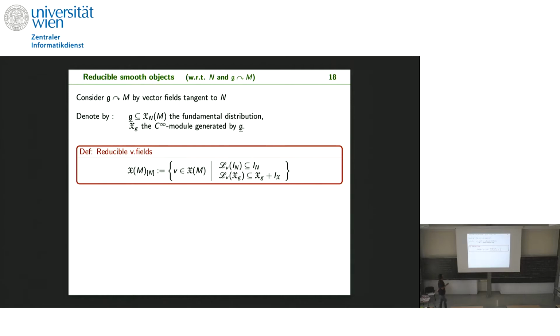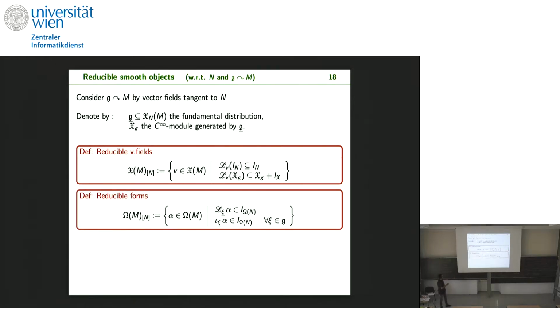What does it mean for a vector field to be reducible? So a reducible vector field is a vector field along N, such that it preserves the fundamental module along N. That's why I'm adding this piece. This is preserved modulo vector fields that vanish over N.